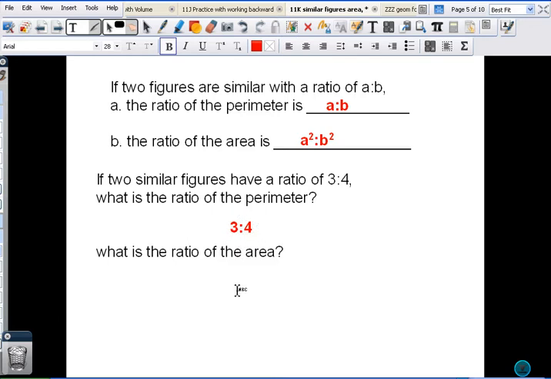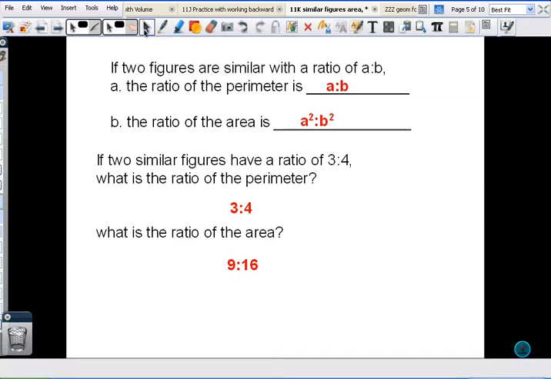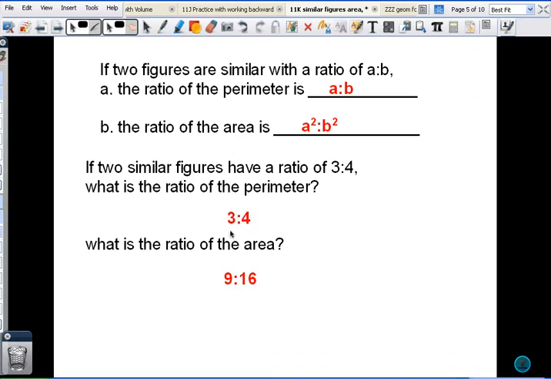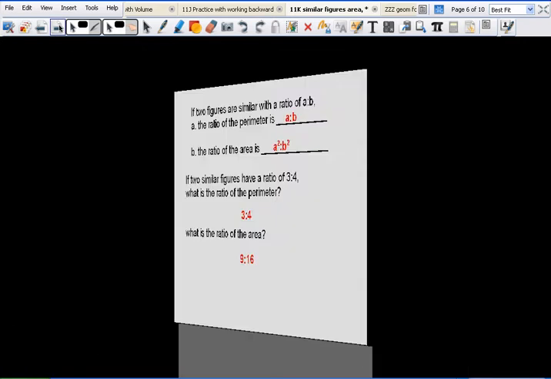And then really simply, to find the ratio of the area, we're going to take each of these numbers and square them. So 3 squared is 9, and 4 squared is 16. So the ratio of their areas would be 9 to 16. Easy enough, relatively simple, making sure that we square each number. Not multiply it by 2, but square each number.